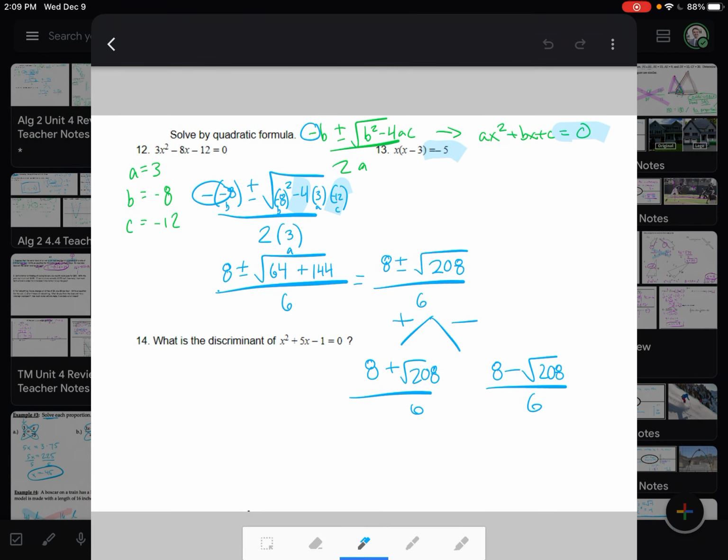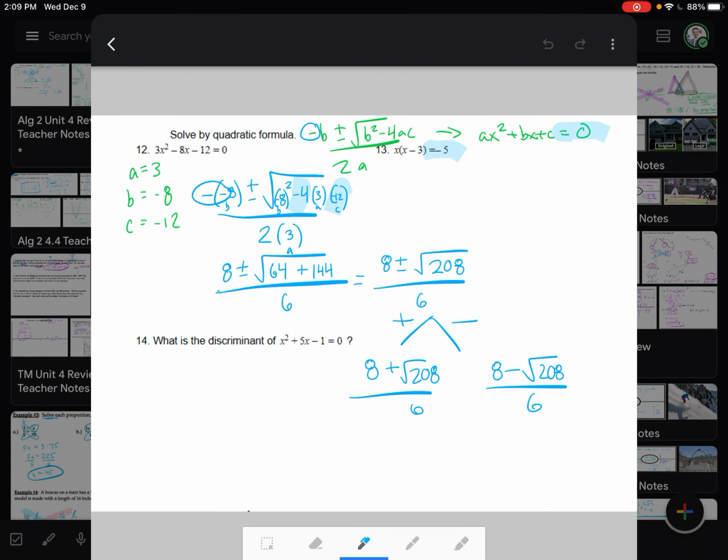The discriminant, that is b squared minus 4ac. A reminder about the discriminant, so we still need to find a, b, and c. If our discriminant is positive, then we're looking at 2 solutions. If our discriminant is 0, we have 1 solution. And if our discriminant is negative, that's going to be imaginary or no real solutions here.